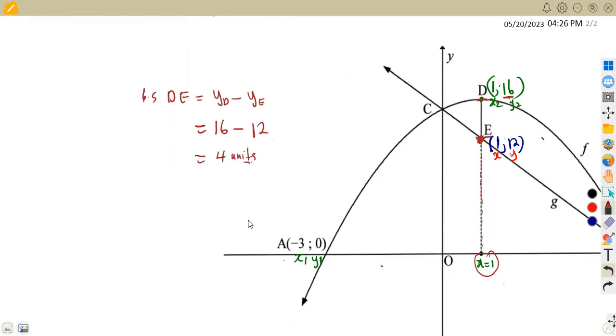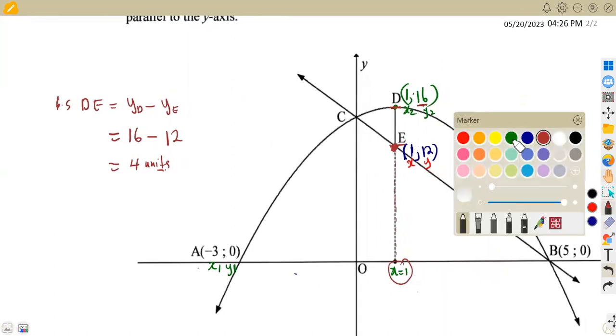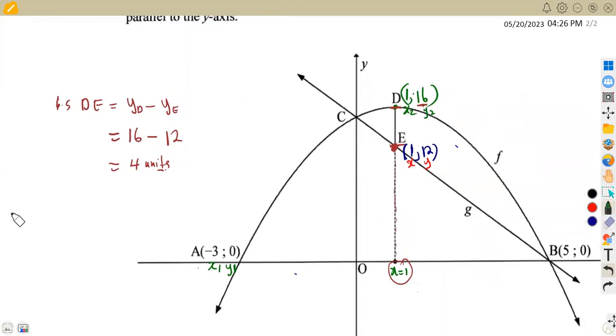All right. Or maybe you want to use the distance formula. It's still one and the same thing. We are going to obtain the same answer. So in this case, for the distance formula, you're going to take the point D and the point E. Remember that our distance formula states that DE is going to be equal to the square root of (x2 minus x1) squared plus (y2 minus y1) squared.